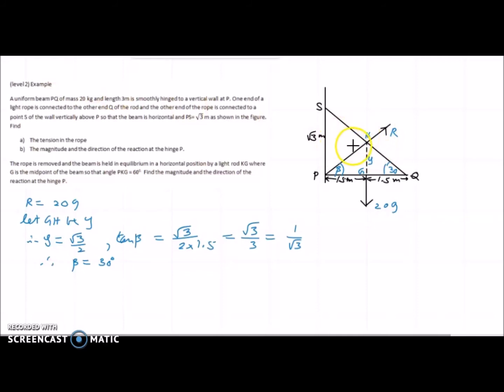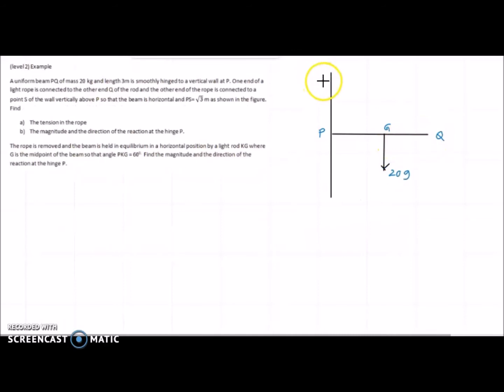Now, for the last part of the problem, we have to draw another diagram. Now the rope is removed and the beam is held in equilibrium in a horizontal position by a light rod KG, where G is the midpoint of the beam. This angle PKG equals 60 degrees. Then there's a thrust in this light rod. Then the beam is supported by this thrust. Let that be T1, thrust T1.